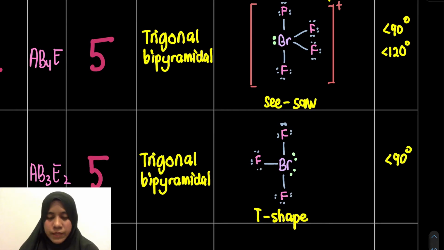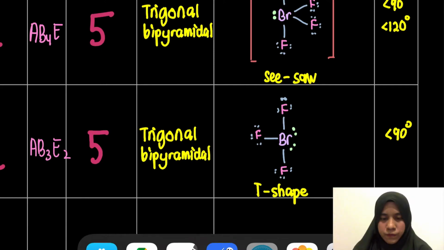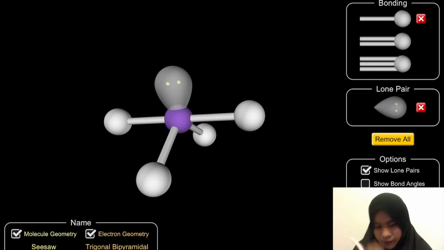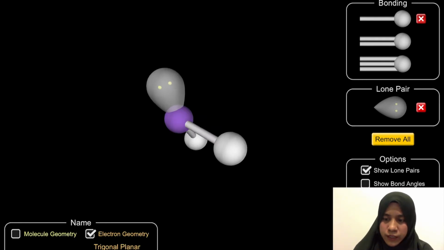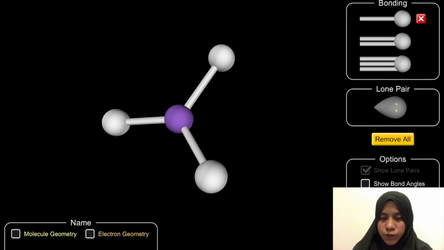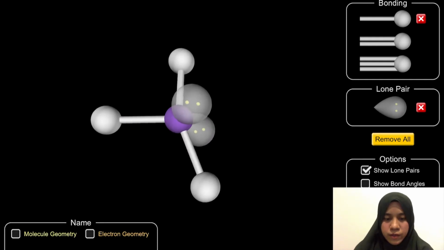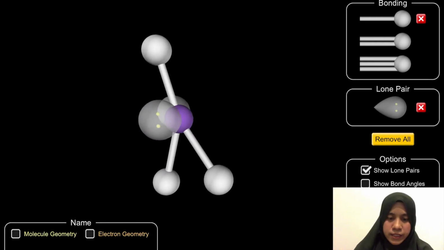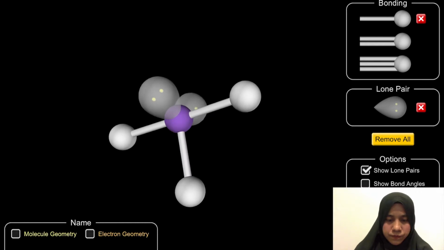So kita tengoklah yang macam tadi tu. Kita tengok balik yang tu. So betul tak? So tadi sebenarnya okay. So ni tambah satu bonding pair. Remove all. Okay, so maknanya kita ada BrF₃. So ada 3 bonding pair. Lepas tu kita ada 2 lone pair. So this is what we call as T-shape. Ni T-shape kita.